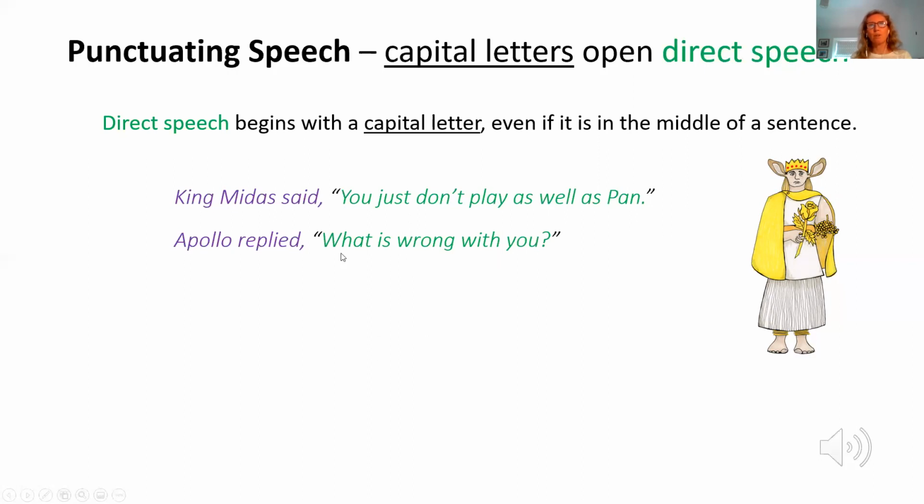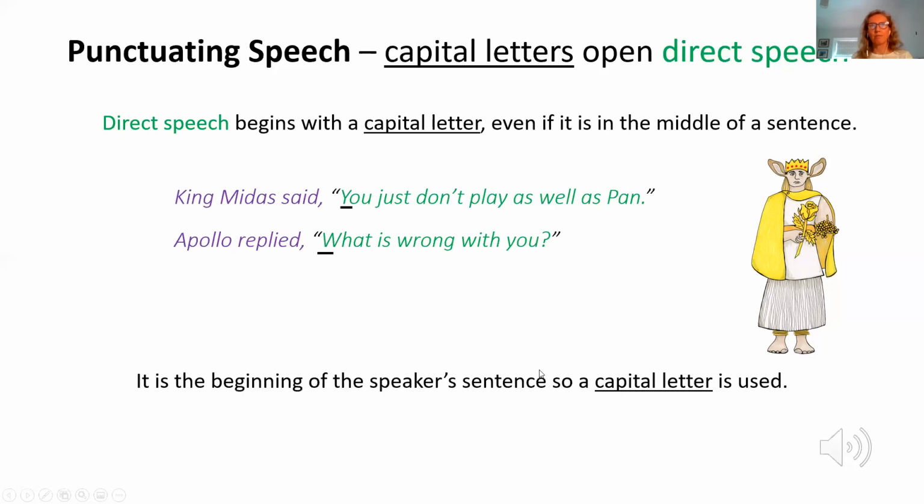So these are the words spoken, and you can see that the letters underlined, the Y in you and the W in what, they've got a capital letter because it's the beginning of the speech.